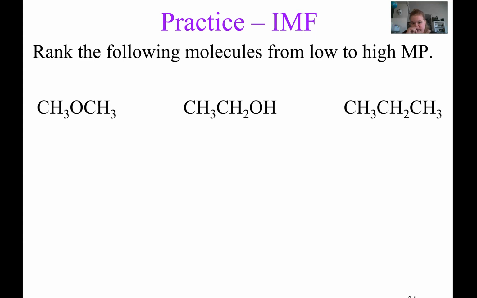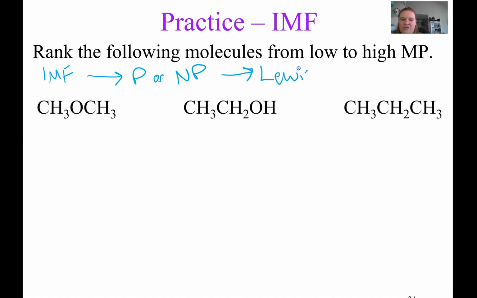All right, so we're going to do a quick practice one before we look at our last type. And this says, rank the following molecules from low to high melting point. So in order to do this, we have to decide what type of intermolecular forces they have. In order to do that, we need to know whether or not the molecule is polar. So here's kind of our thought process. We need to know intermolecular forces type, which means we need to know if it's polar or non-polar, and in order to know that, we need to draw a Lewis structure.